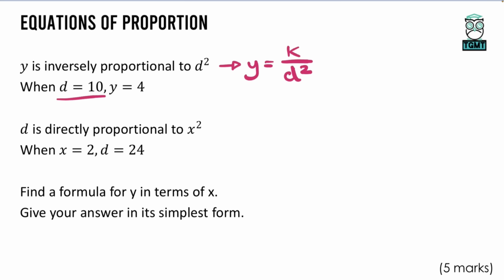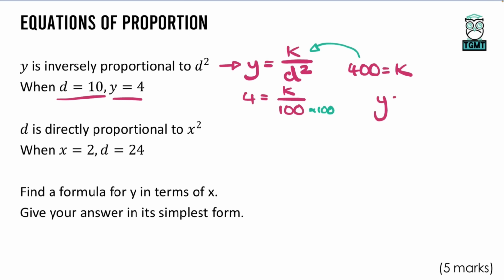So the next step is substituting in the values. It says when d is 10, y is 4. So 4 equals k over 100, which is 10 squared. I've jumped straight to 100 there as well. Solving this to find the value of k, times by 100, and we get 400 equals k. Now when you get your value of k, don't stop there. Put that straight into the formula that we wrote at the start. So my first formula is y equals 400 divided by d squared. That is my inverse proportion formula, all set up and ready to go.